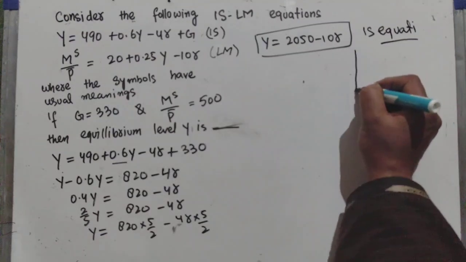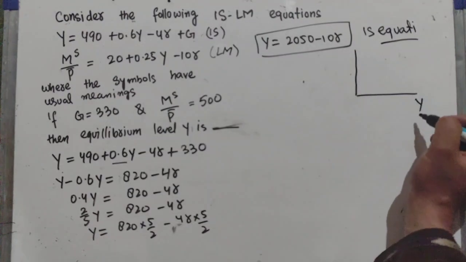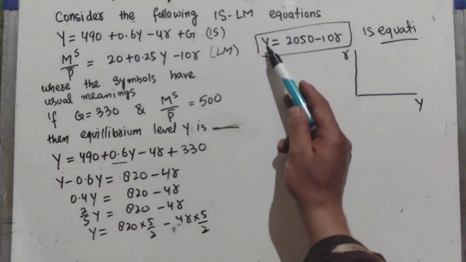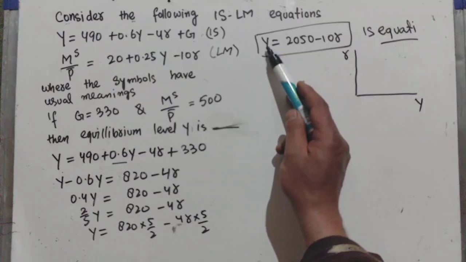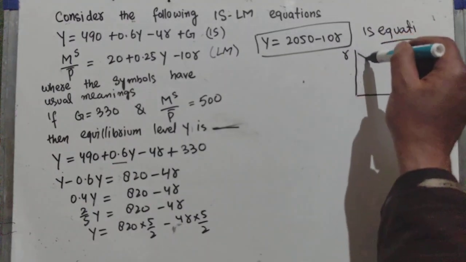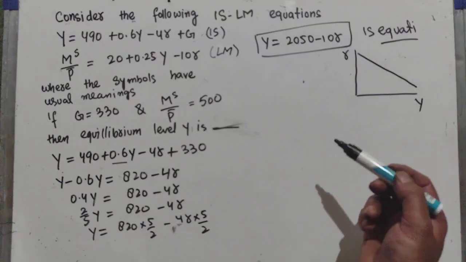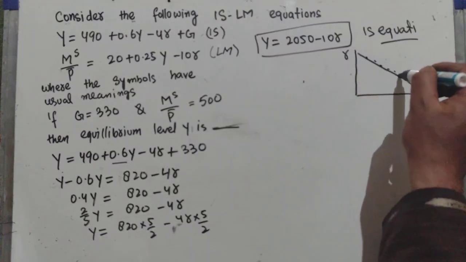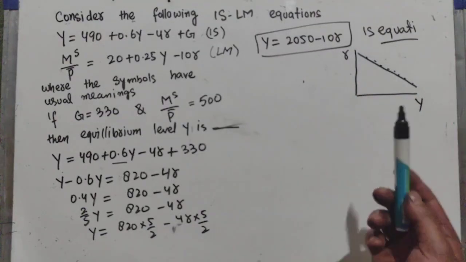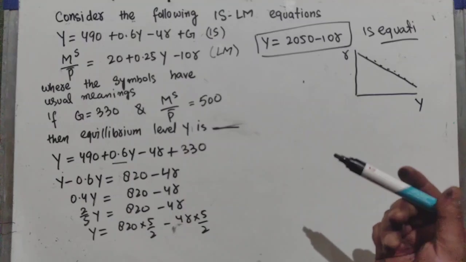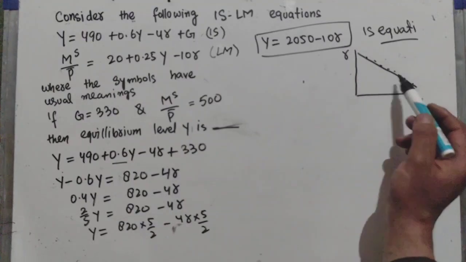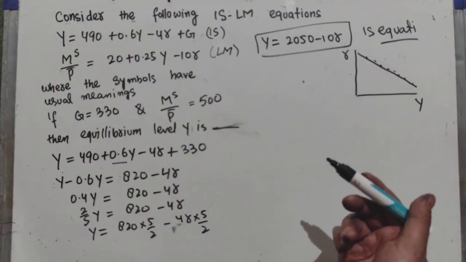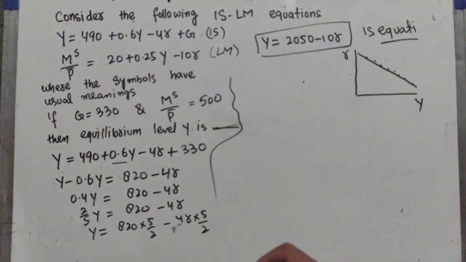So what does the IS equation, or IS curve, tell us? It simply shows us, if we have output on the horizontal axis and rate of interest on the vertical axis, there is a negative relationship between the level of output and rate of interest. So it will be a downward sloping curve. The IS equation simply shows us the goods market equilibrium. Every point on this curve shows us goods market equilibrium. It shows us different combinations of rate of interest and level of income for which the goods market is in equilibrium.